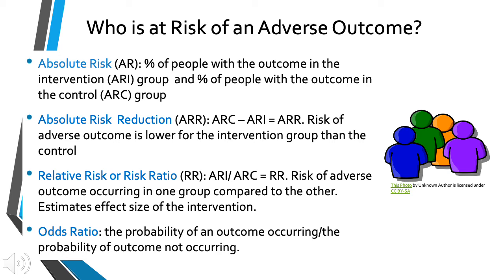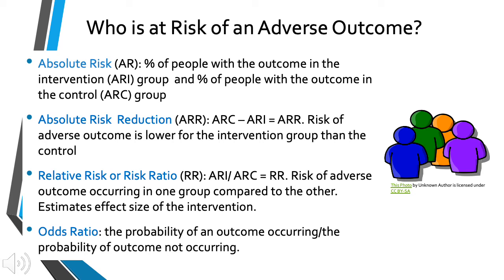Relative risk compares the risk between study groups and estimates the effect size of the treatment. If relative risk equals 1, there's no change. If relative risk is less than 1, then the intervention lowered the risk of the outcome. If relative risk is greater than 1, the higher the risk of the outcome.